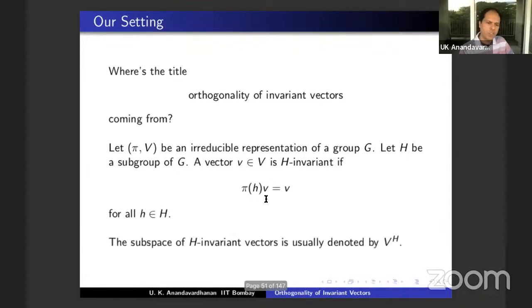So, a very natural definition. And the set of H invariant vectors, you can easily see, because pi H is a linear operator, if V and W are H invariant, then V plus W is H invariant, and any constant multiple of V is also H invariant. So H invariant vectors form a subspace, and that subspace is usually denoted by V upper H. This is a space of H invariant vectors, which may be zero. There may be no non-trivial H invariant vectors. There may be a lot of H invariant vectors. All these are possible. This is some generality that we are discussing now. The notation is V^H.